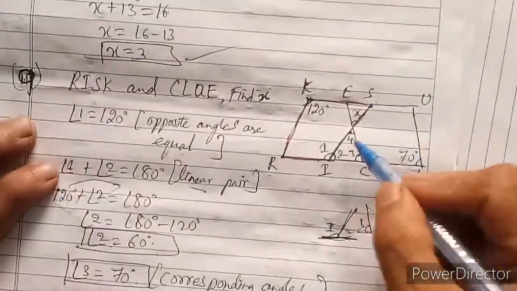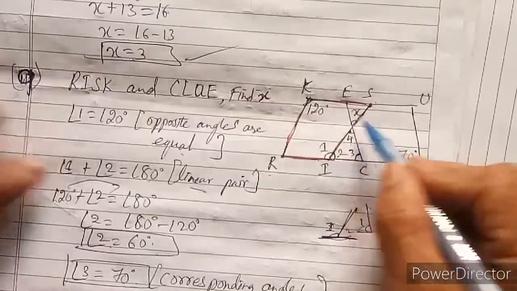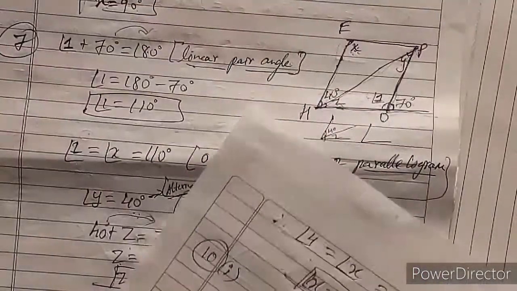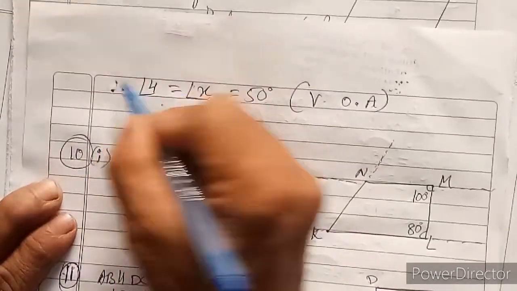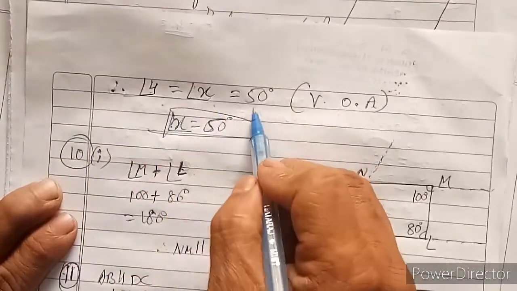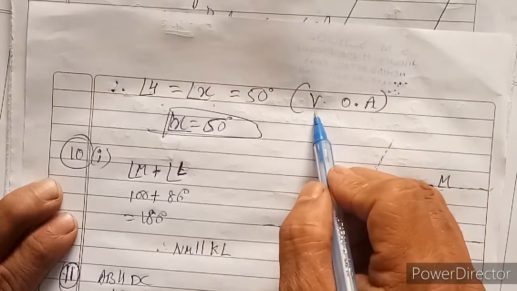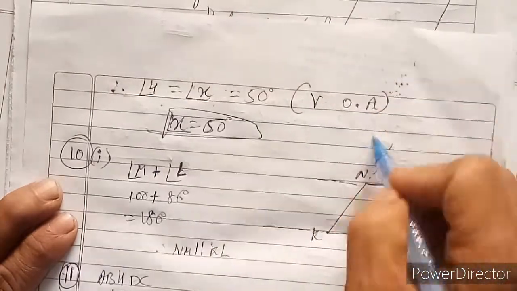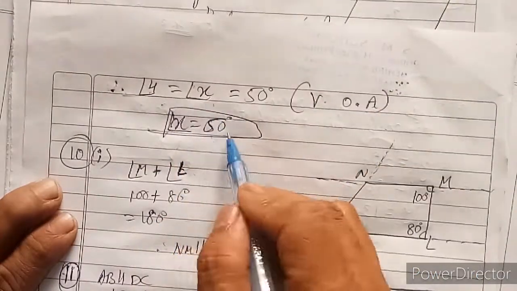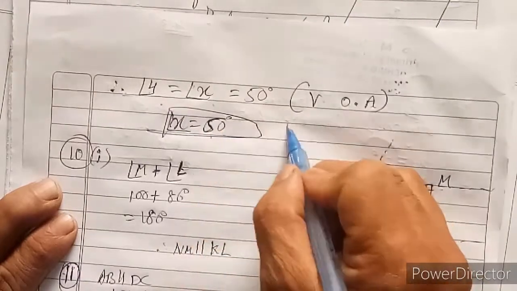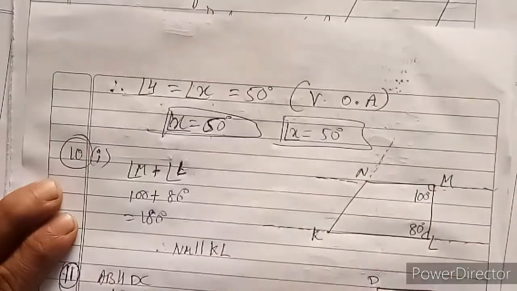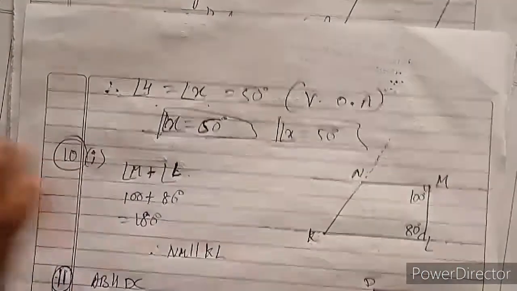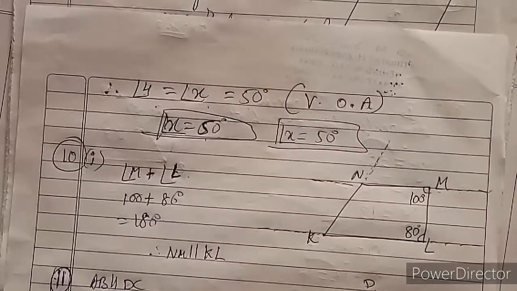The opposite angle of that angle is the vertically opposite angle, that is x. See here. Therefore angle 4 is equal to angle x, which is 50 degrees, because they are vertically opposite angles. Angle x is equal to 50 degrees, we can write. Got it? Next, I am going to explain question number 10.